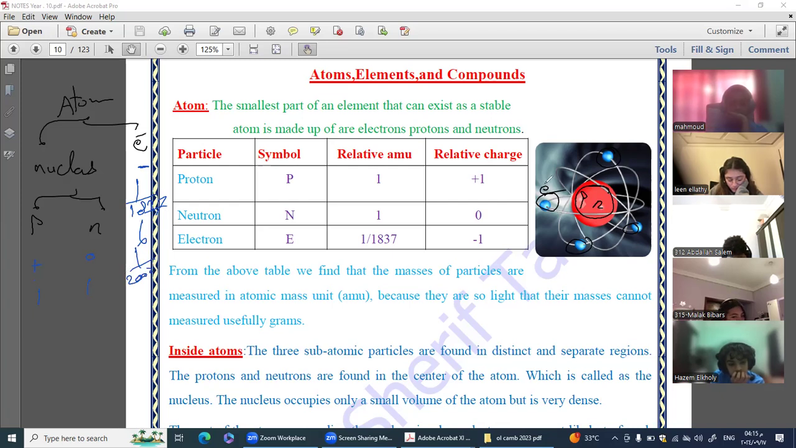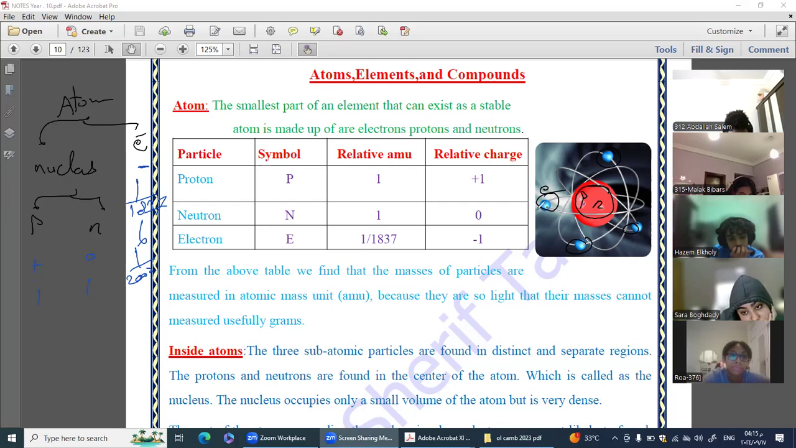So the mass of electrons is very, very small if it is compared with the mass of nucleus. So the mass of nucleus is very huge, while the mass of electrons is very small. So the mass of electron can be neglected if it is compared with the mass of nucleus.